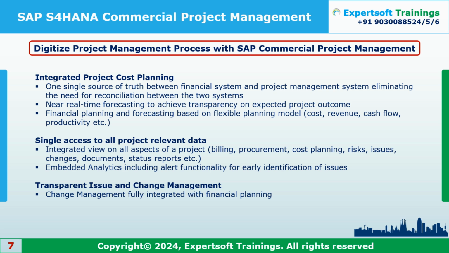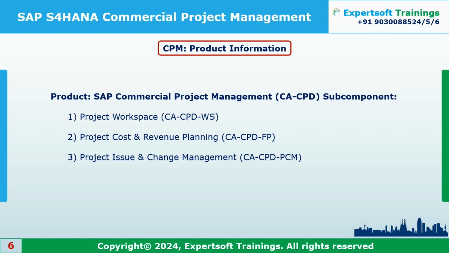Okay, so whenever you talk about SAP Commercial Project Management, we have three different products. That is the project workspace, then project cost and financial planning, and project issue and change management. So if you are going to implement this in any ERP system, at that time you can choose: maybe you require only project financial planning, or only project workspace, or maybe you need only project issue and change management. Based on that, you can pay the licenses.